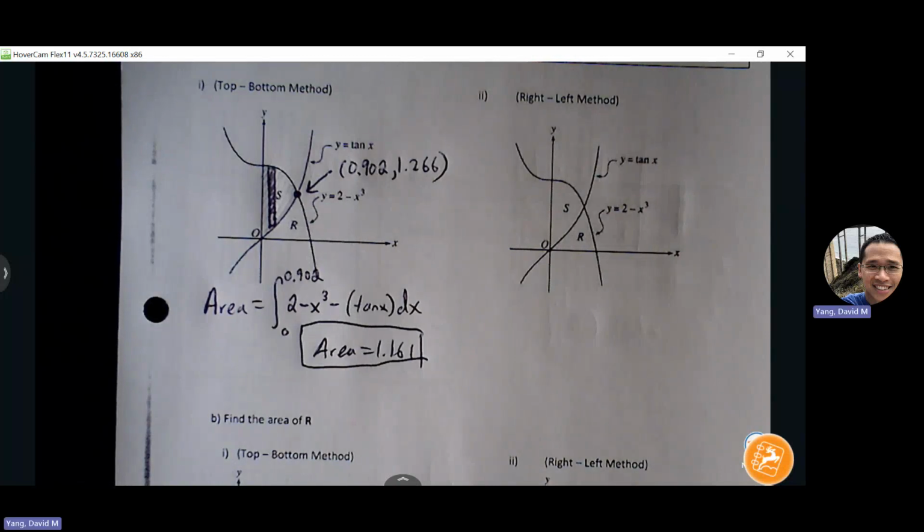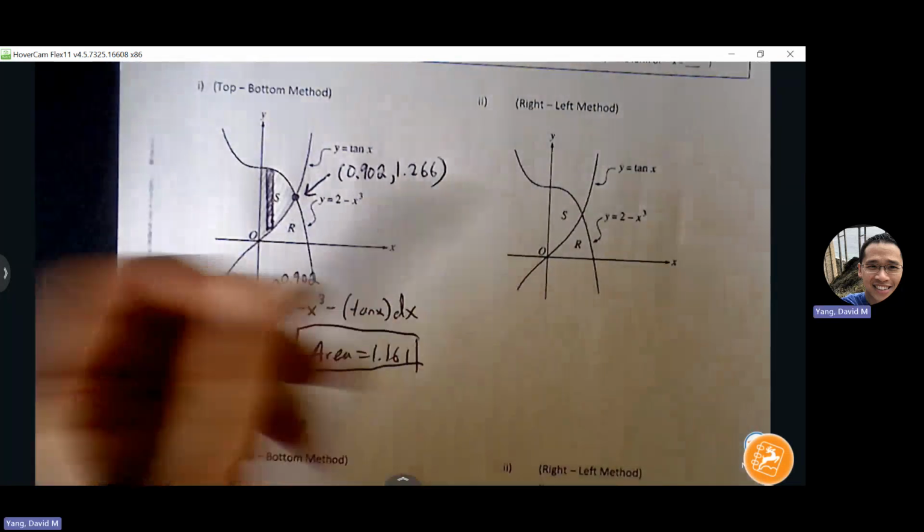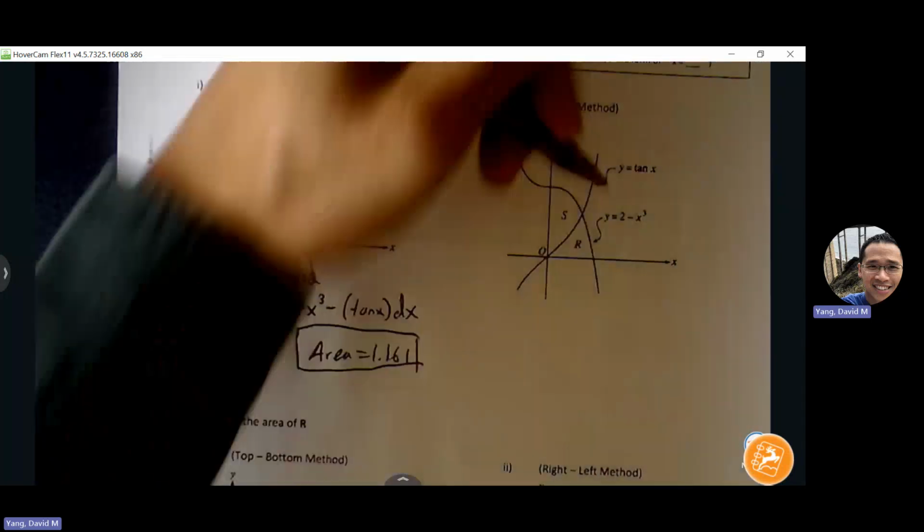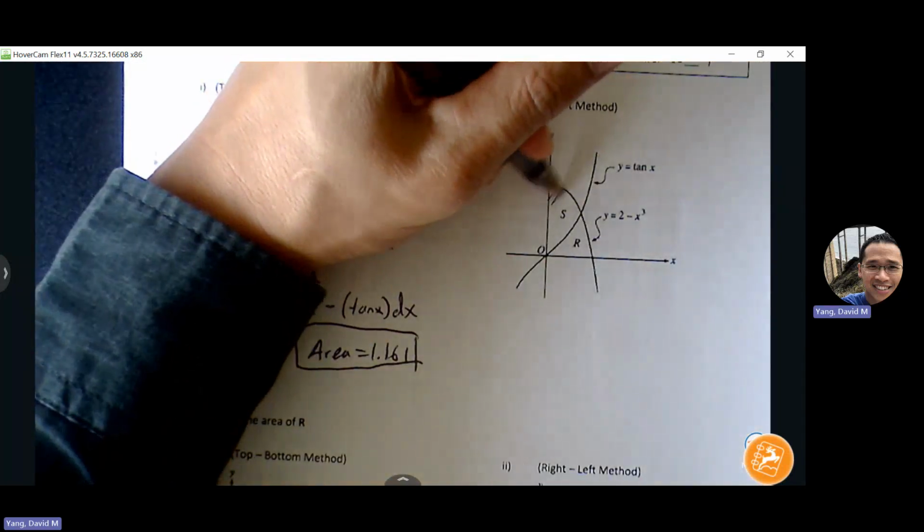Okay, so now we're going to force ourselves to do the same region from a right minus left perspective. I mean, on the AP exam, if you saw this, you would always go to do top minus bottom. But I think for our practice purposes, it's nice to know how to go back and forth between the two variations.